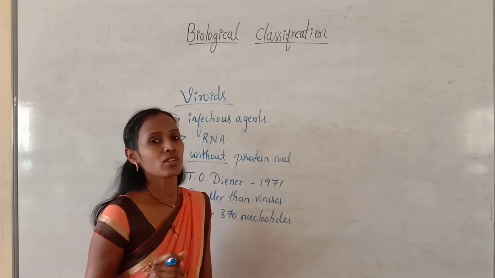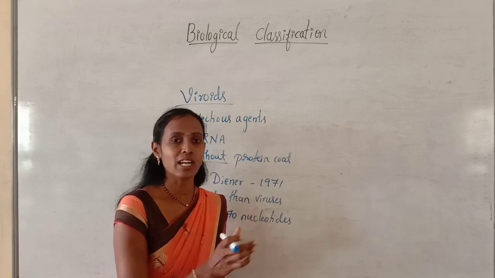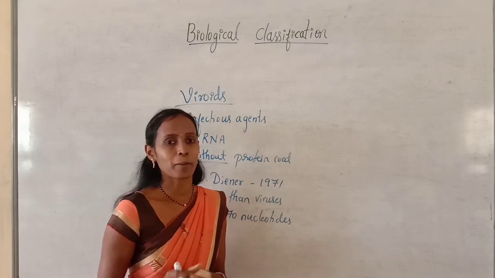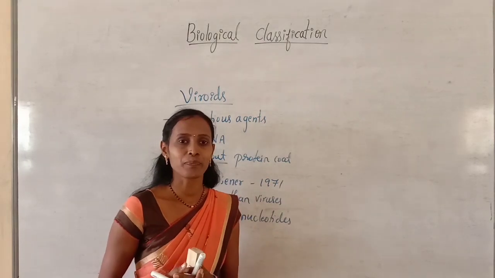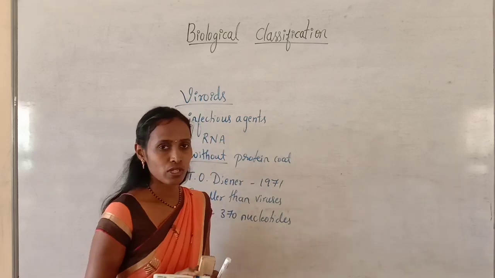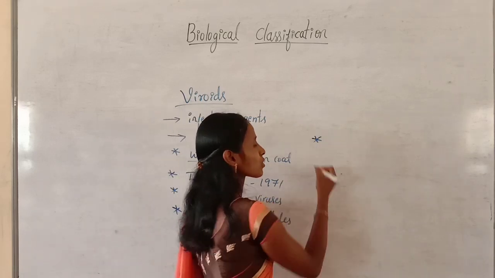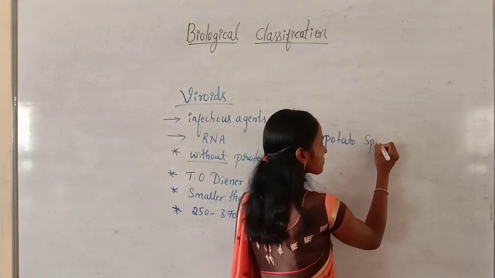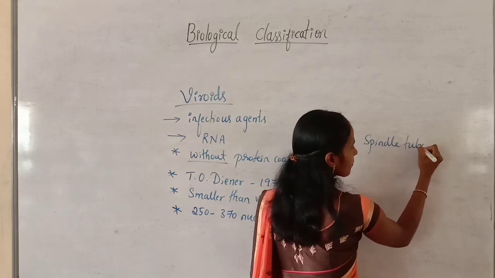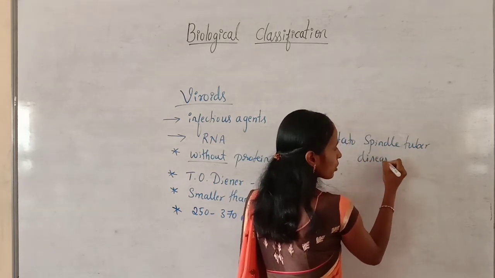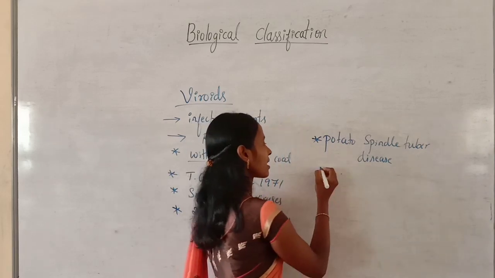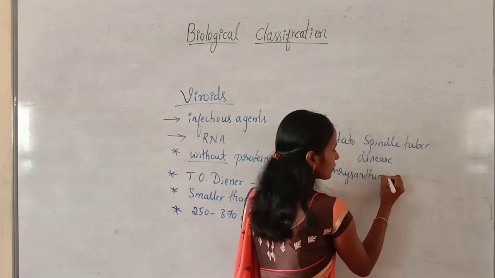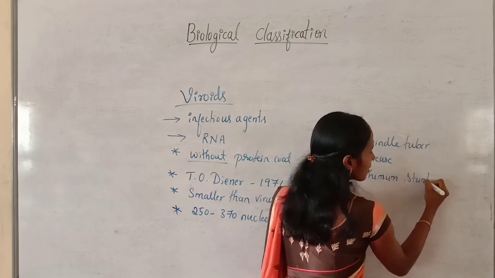And they usually cause diseases in plants. The viroids only cause diseases in plants. We'll see what are the examples of plant diseases which are caused by viroids. So examples for plant diseases caused by viroids are potato spindle tuber disease. One is potato spindle tuber disease. The other one is chrysanthemum stunt disease.